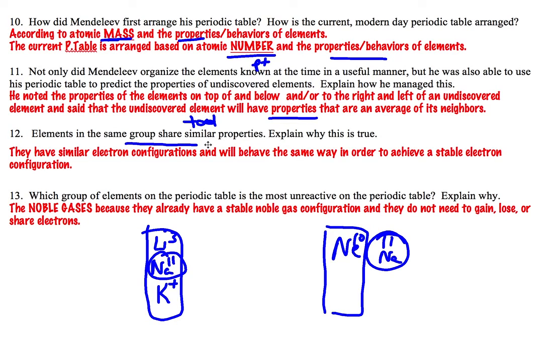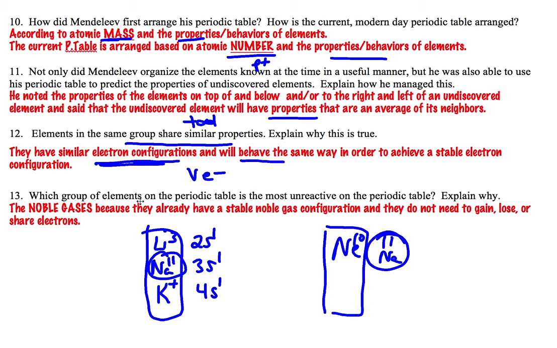Why do elements in the same group share similar properties? It's all down to the electron configurations. They all have the same ending, and they all have the same number of those valence electrons. So lithium ends in 2s1. Sodium ends in 3s1. Potassium is 4s1. They all end in the same electron configuration, and they all have the same valence electrons. So therefore, they behave the same way.